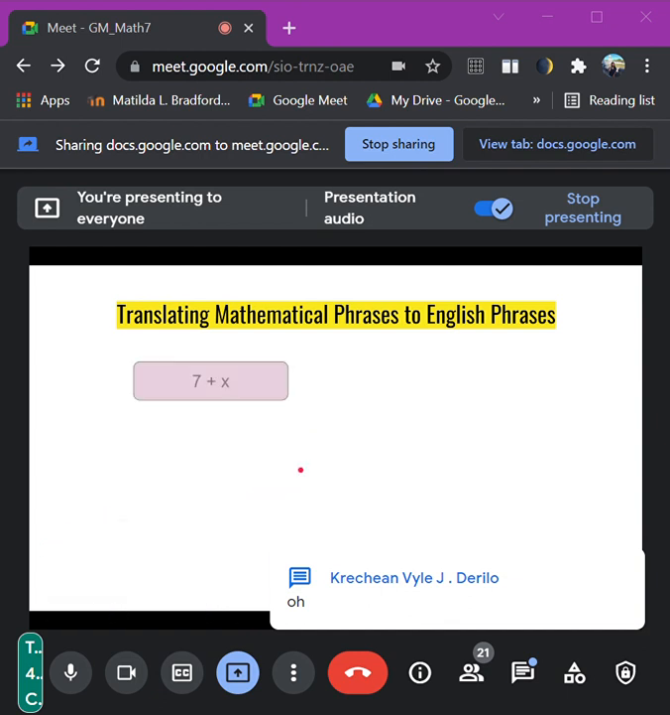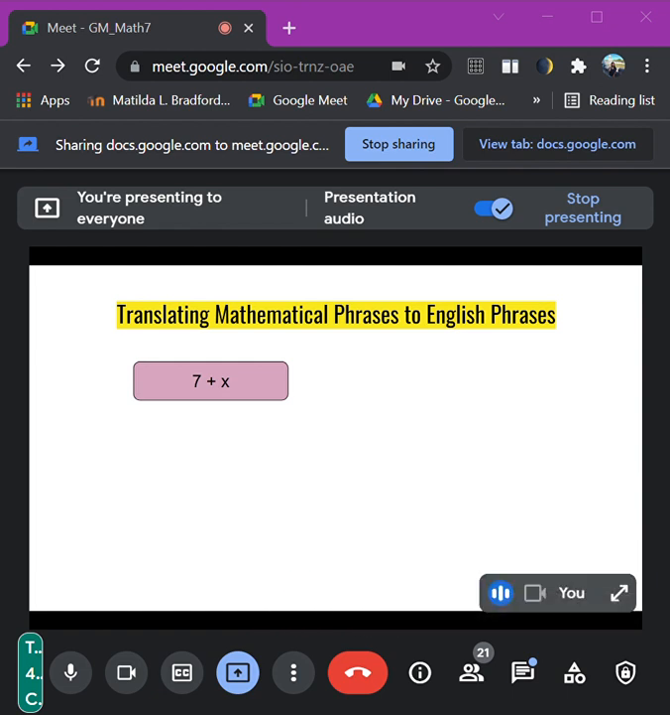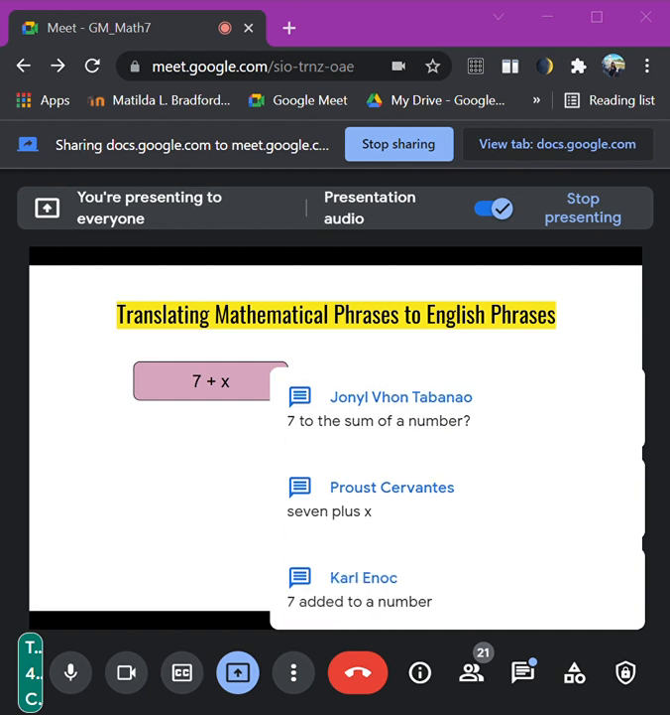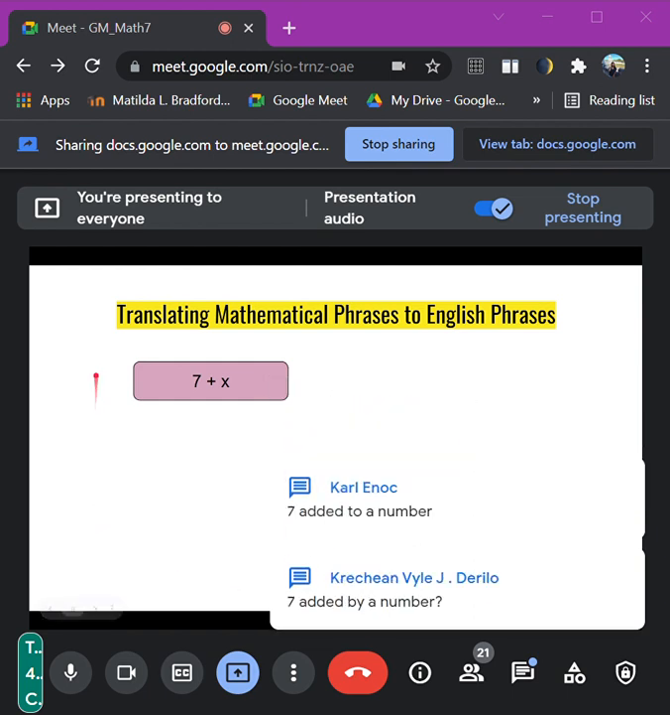So, we have here this one, 7 plus x. How are we going to write this in English phrases? Actually, we have different translations. You can put your translation in the chat. 7 to the sum of a number, 7 plus x, 7 added to a number.